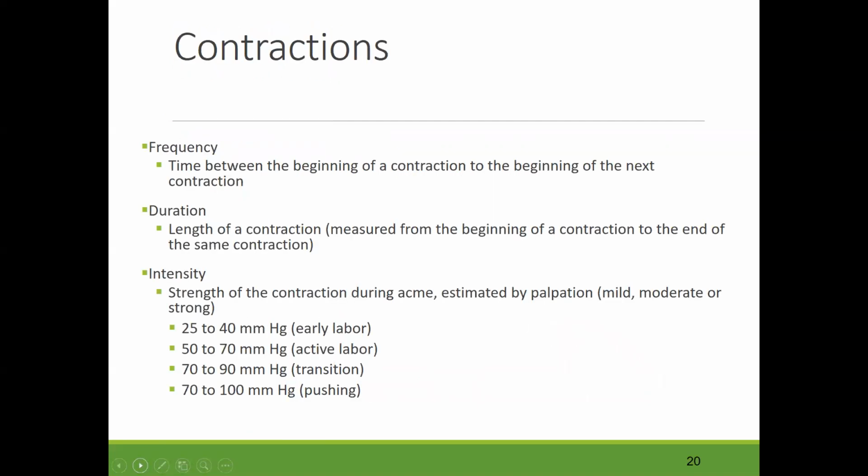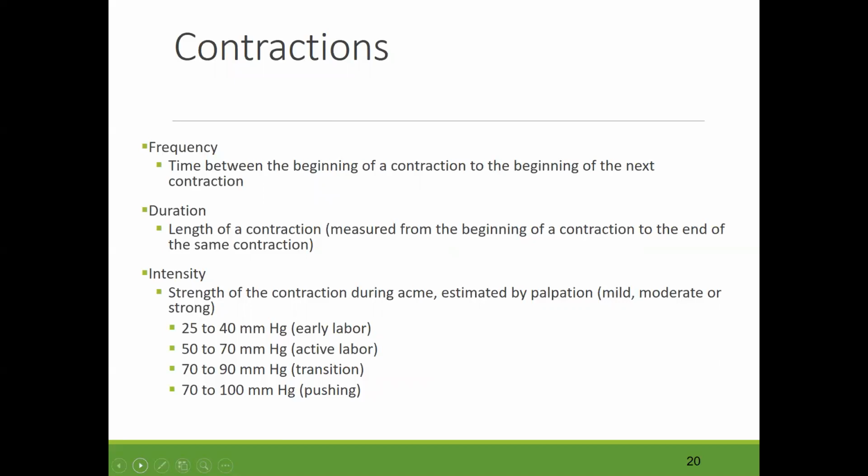And then we have the intensity, which is the strength of the contraction during the acme or that peak point. And that's usually estimated by palpation. So we usually go by mild, moderate, or strong. A lot of times to try and gauge how hard the contractions are, yes, we have a TOCO on the stomach that tells us how strong those contractions are, but that's not perfect, especially if it's on the outside of the body. It can have a lot of variables that play into that.